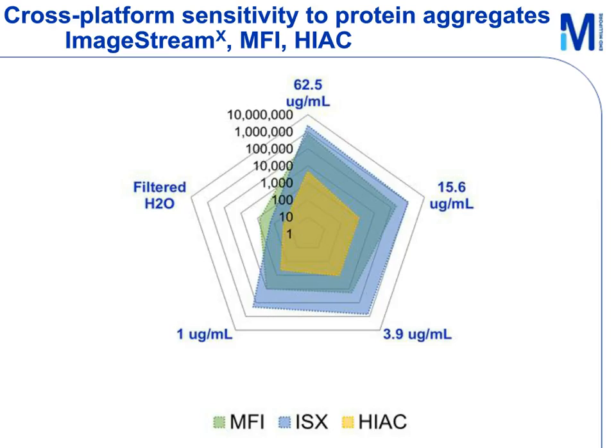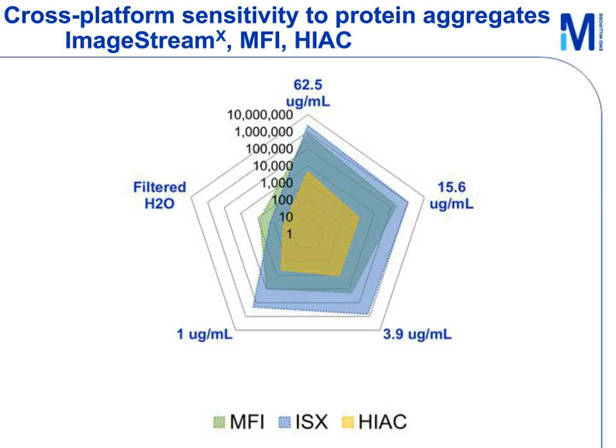Similarly, we also performed a comparative study measuring the concentration of IgG protein aggregates of known mass concentration using the ImageStream-X, MFI, and HIAC. Sample concentration ranged from 62.5 to 1 microgram per mil aggregated protein. Each sample was then fluorescently labeled using the staining cocktail so that particle detection using fluorescence could be performed with the ImageStream-X. A particle-free sample containing filtered water was also prepared to ensure that counts measured were not due to background counts, and also to show that the fluorescence labeling process was not introducing particles itself.